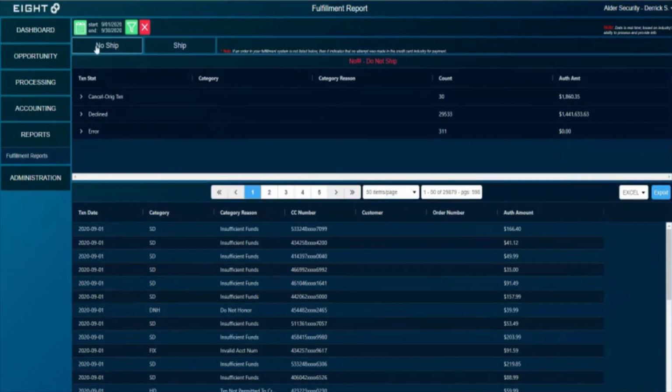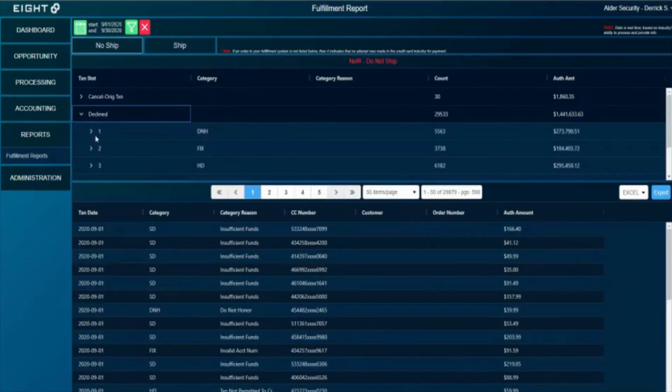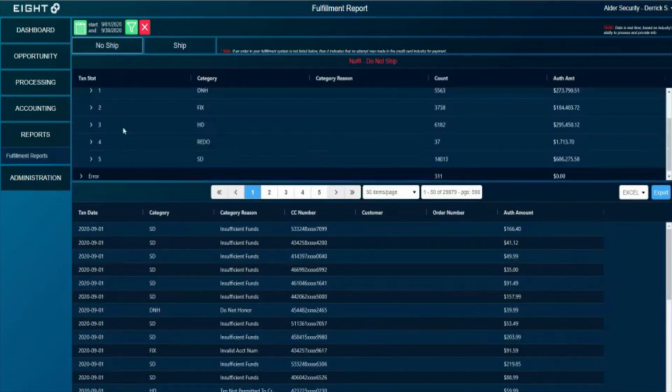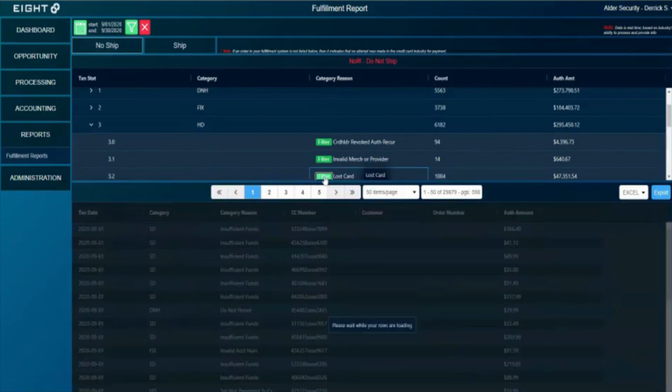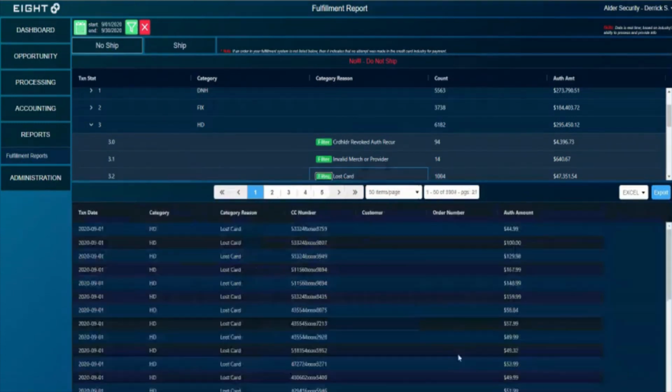So this tells you everything that for this time period you shouldn't have shipped, and the reason why you shouldn't have shipped is if you go into declines, you can see all the different reasons in here. If I go into hard declines, for example, I have 1,004 lost cards that were run during this time period that I should not be fulfilling the product. And when I click filter, there it all is right there. There's all 1,000 transactions to every single card and the date. If you pushed in the order number and the customer, that would also be provided.